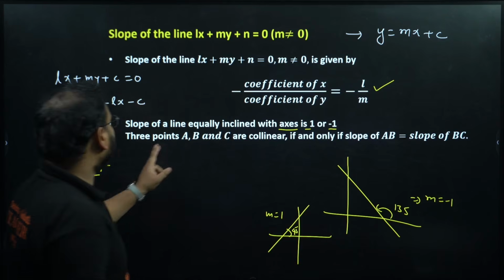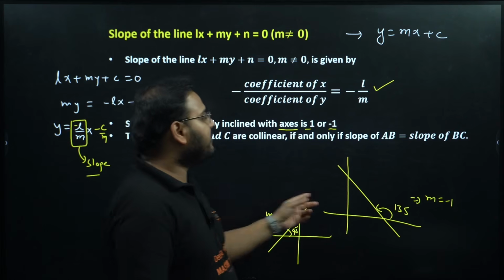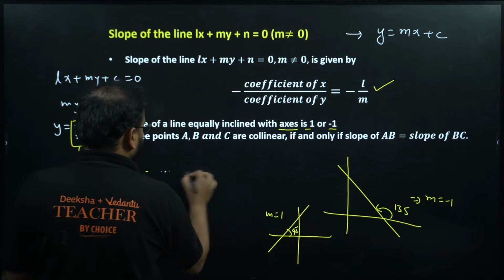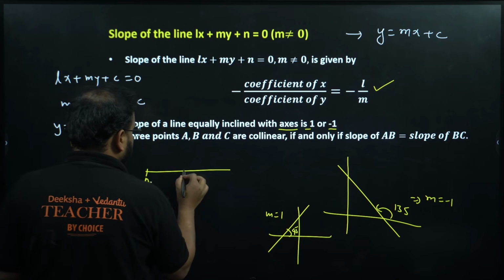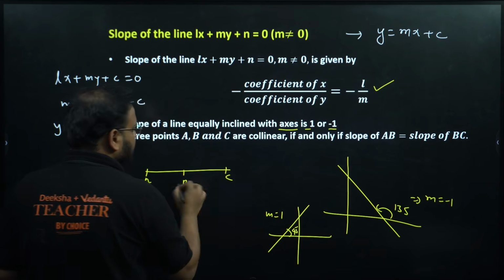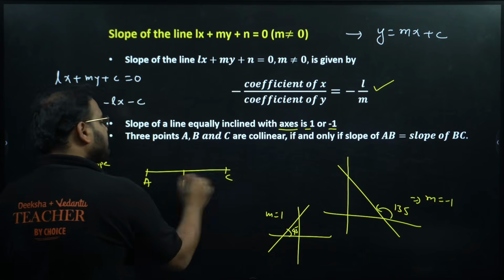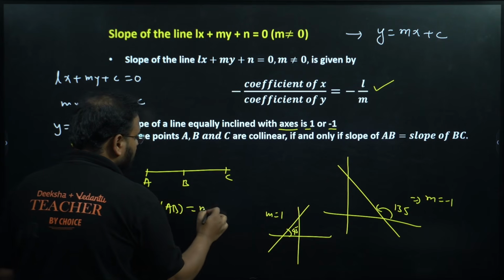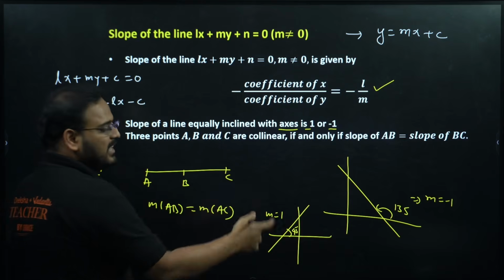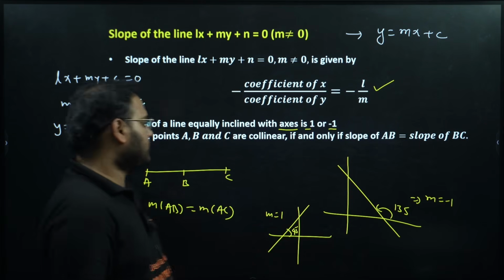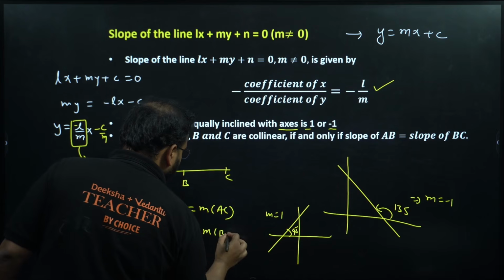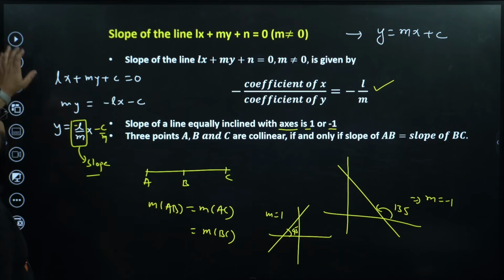Three points A, B, C are collinear if and only if the slopes of AB and BC are equal. Think about it. A here, B here, C here. This is the meaning of collinear points. ABC is the same line, so of course slope of AB is equal to slope of AC, or BC, whatever you want to say. They are the same line, no? Okay, moving on. This is clear, guys?